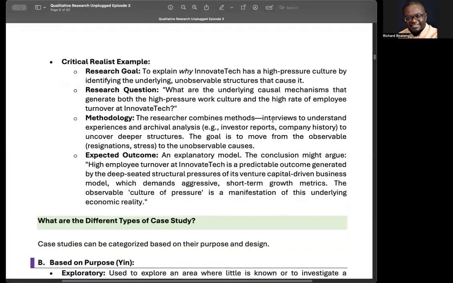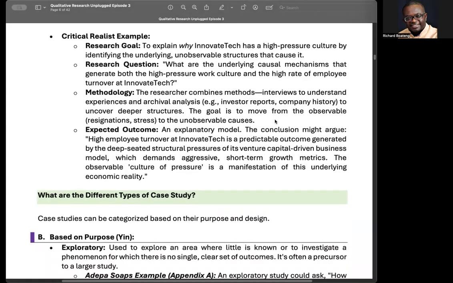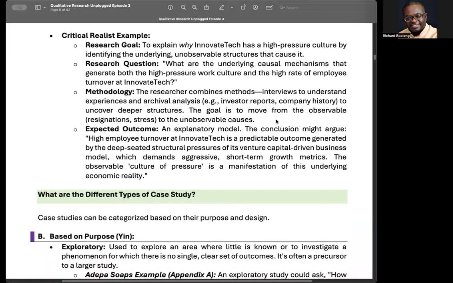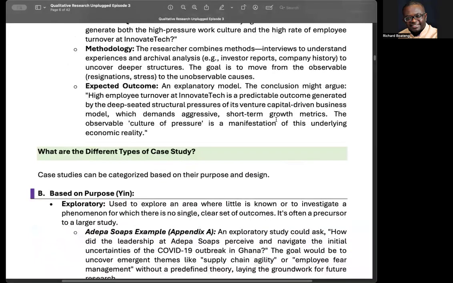Correct. Their research goal might be to explain why Innovatech has this high-pressure culture by identifying the underlying, perhaps hidden, structures that cause it. The research question could be something like, what are the underlying causal mechanisms that generate both the high-pressure work culture and the high rate of employee turnover at Innovatech? And how would they investigate that?